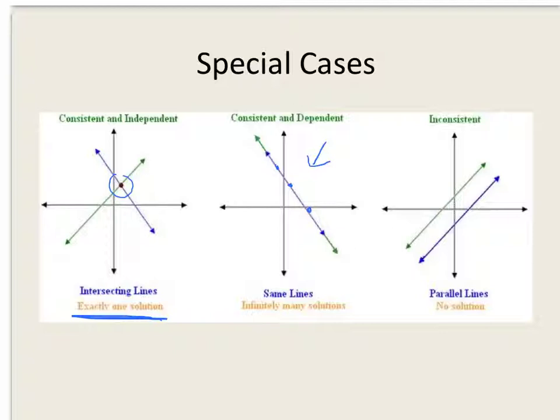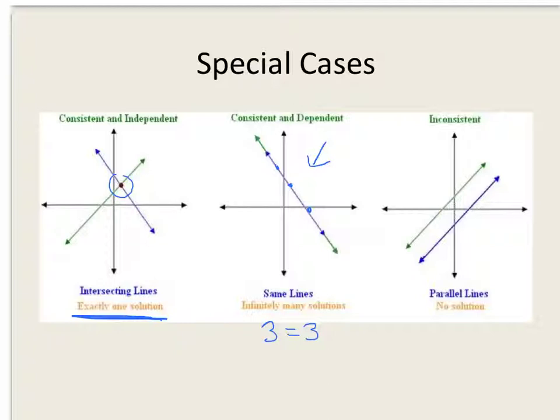The ways to tell that are that the two equations, when put in the same form, are exactly the same. So you get y equals 2x plus 1, y equals 2x plus 1. Or if you're doing substitution or linear combination, you'll find that things will cancel out and you'll end up with something that's always true, like 3 equals 3. If you see something like that, you know that you have infinitely many solutions.